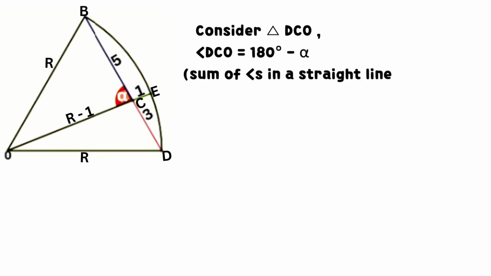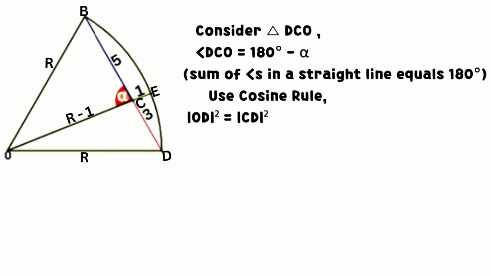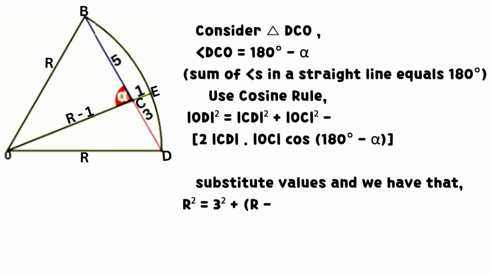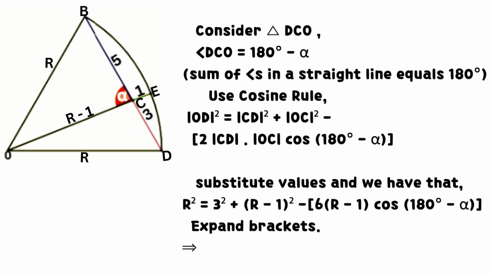Consider triangle DCO. Angle DCO equals 180 degrees minus alpha. It is because the sum of angles on a straight line equals 180 degrees. Use cosine rule. The square of line OD equals the sum of the square of line CD and the square of line OC minus 2 times the product of line CD and line OC times cosine 180 degrees minus alpha.